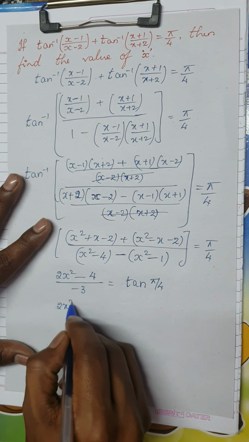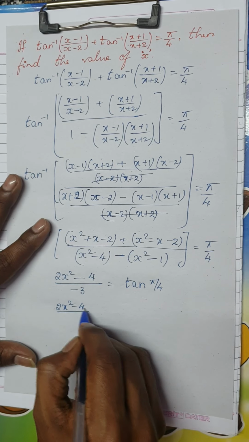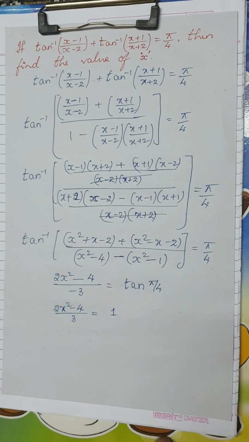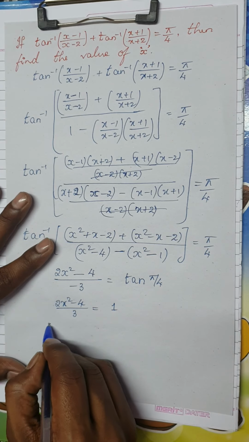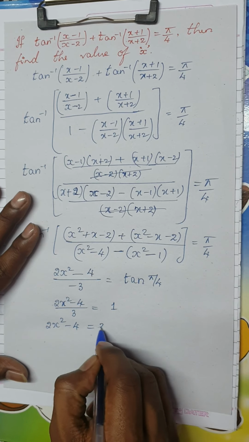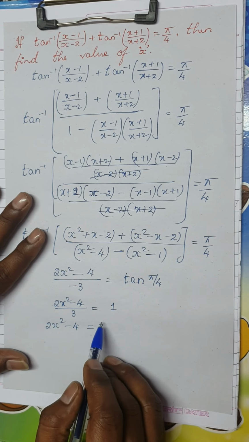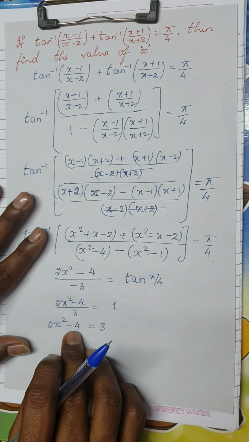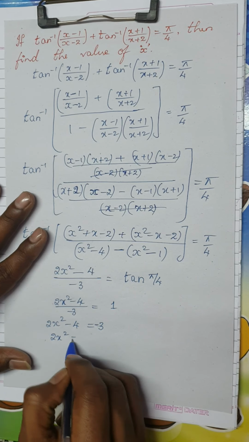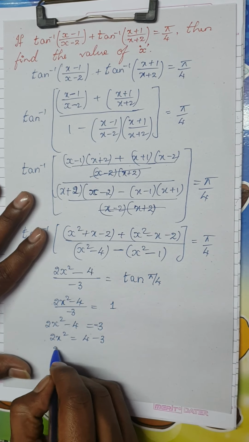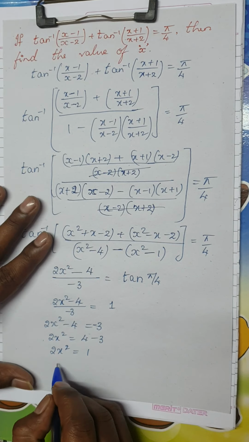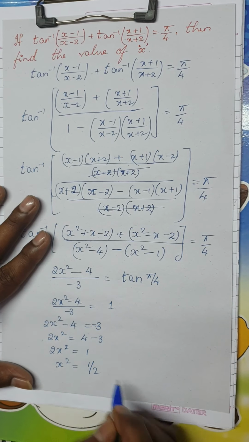Okay, therefore (2x square minus 4) by minus 3 will be, this is what? This is tan 45. We know tan 45 is 1. Okay, so I'll get 2x square minus 4 is nothing but minus 3. Okay, so take minus 4 to the other side, remember it is minus 3, sorry, therefore 2x square will be 4 minus 3, so 2x square will be, 4 minus 3 is what? 1, therefore x square will be 1 by 2.